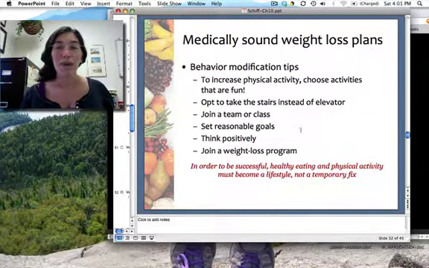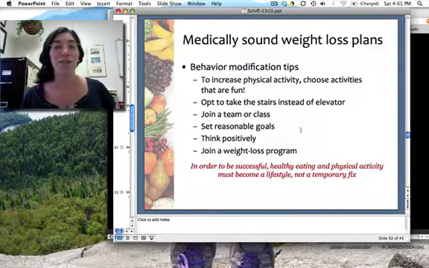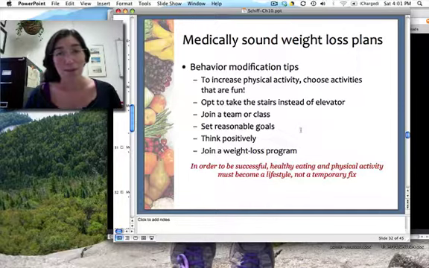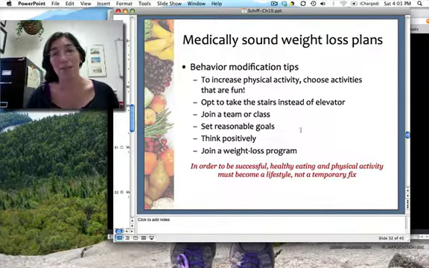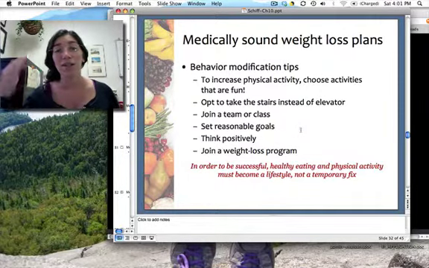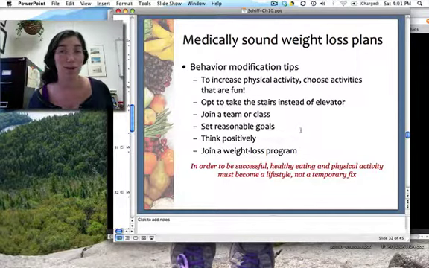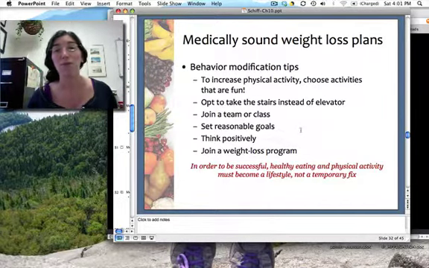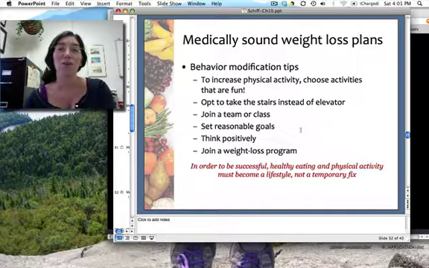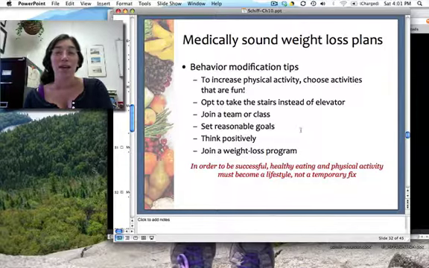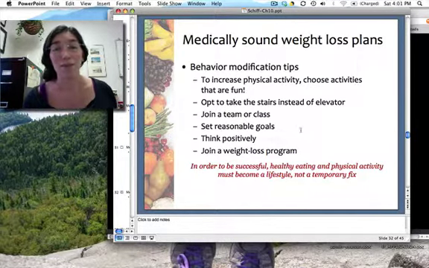Another important thing with behavior modification is that you set reasonable goals for yourself. So don't say, I want to lose 5 pounds this week, or I want to lose 20 pounds this month. That's too much. That's not gradual, and that's really not reasonable. Saying that you want to lose 4 pounds this month, that you want to lose 1 pound a week, those are reasonable goals. Those are achievable goals. Setting goals that are unreasonable is just going to lead to disappointment.